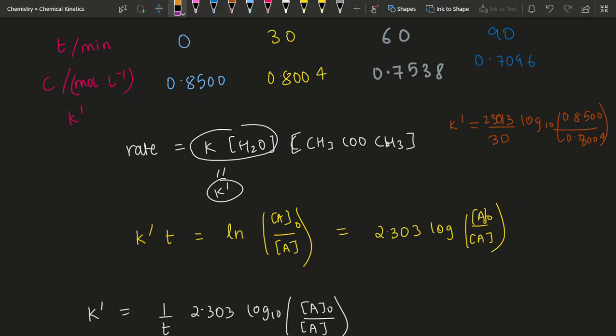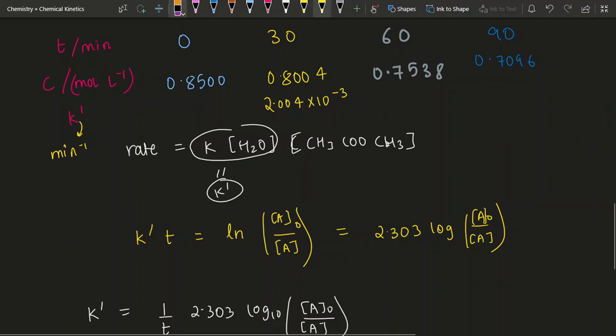You would get the k dash to be equal to 2.004 into 10 to the power negative 3. And the units in this case, since it's a first order reaction, will be minutes inverse, since we are taking time to be in minutes. And you could do that for t equals 60 minutes and for t equals 90 minutes. So for t equals 60 minutes, if you do the math again, you would arrive at 2.002 into 10 to the power negative 3. And lastly, for t equals 90 minutes, you would have 2.005 into 10 to the power negative 3.